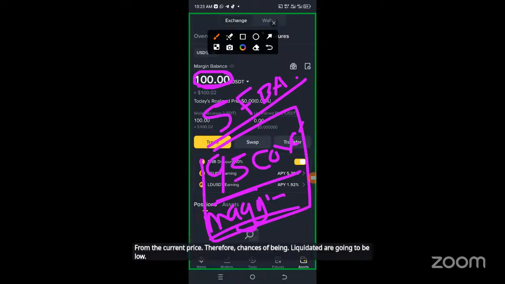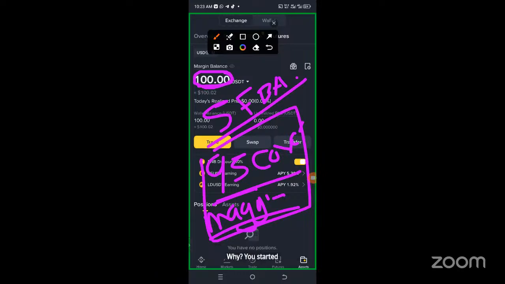Why? You started with a small first buying amount. Then the robot keeps on doubling the money it puts in the market. Are we together? Then the liquidation price runs far away from the current price.